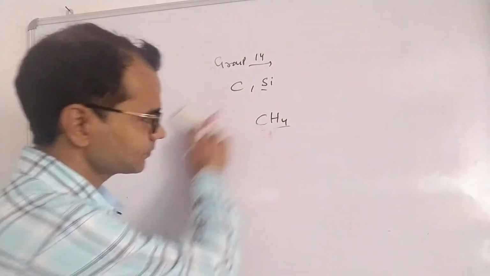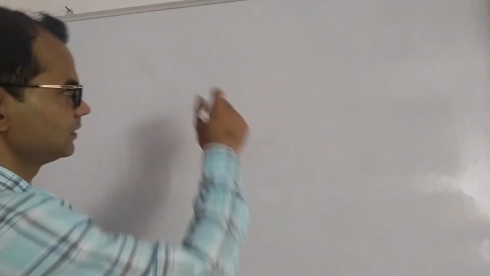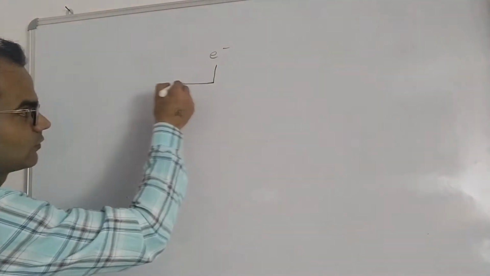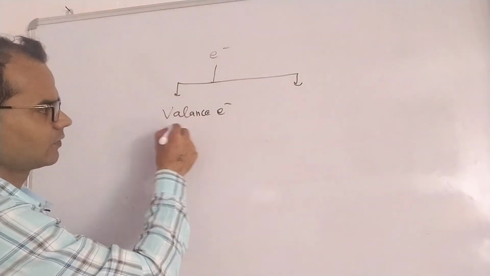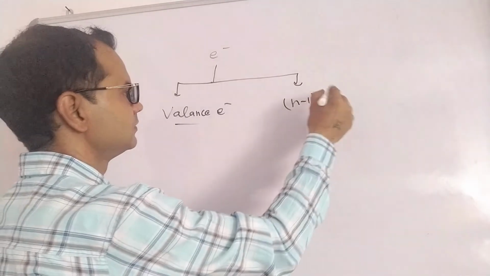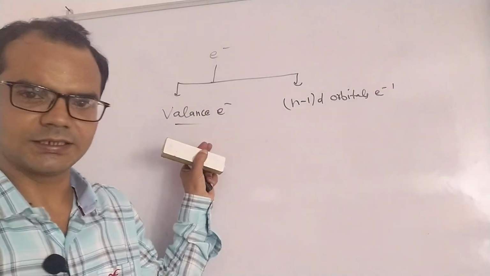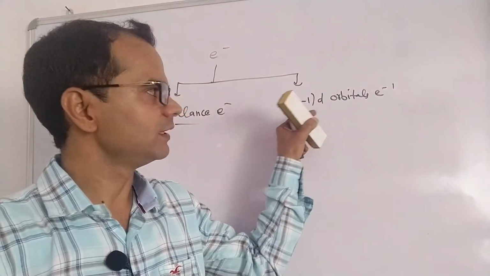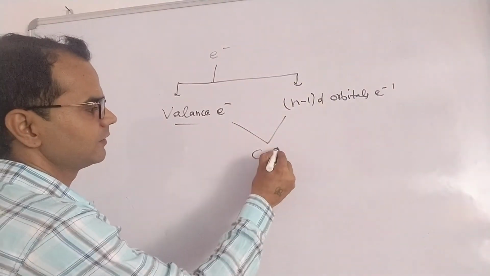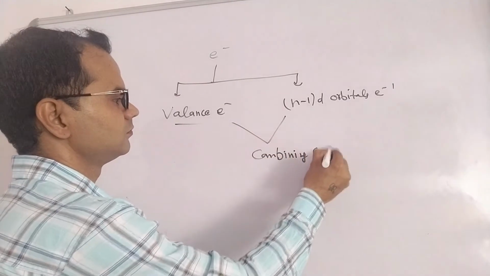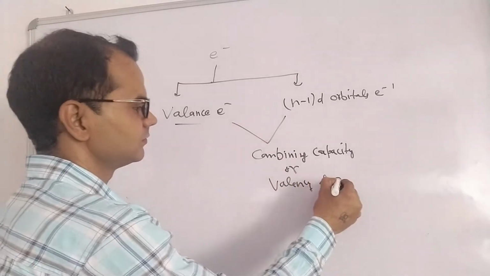Next question is, what type of electrons can participate in a bond formation? 2 types of electron can participate. First is valence electrons, second is n-1 d orbital electrons. And according to orbitals involved, combining capacity or valency of element is determined.